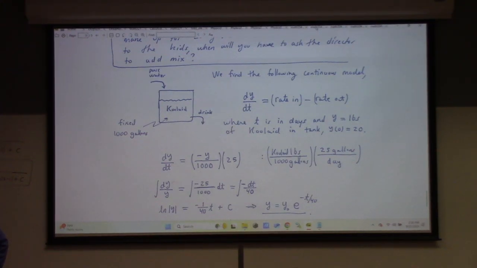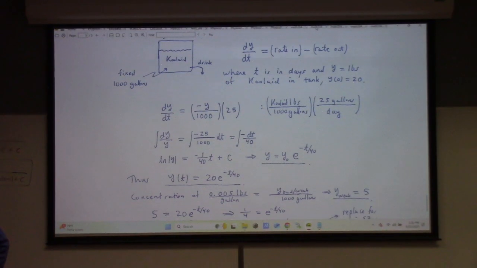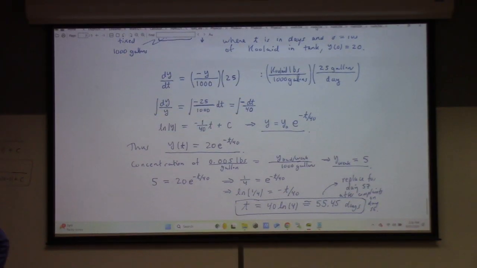And 25 gallons per day is how much we're pouring out. So then I just solve for dy. I separate, integrate, and then I use the story of the problem. It says I'm looking for when there's just basically 5 pounds of Kool-Aid left. So that gives me the equation 5 is equal to 20 e to the minus t over 40, which suggests about 56 days.